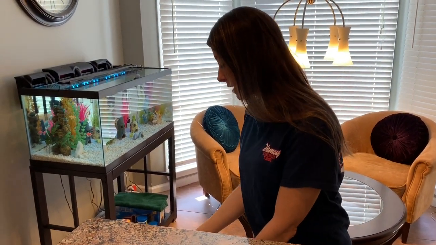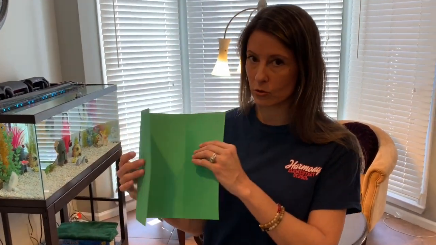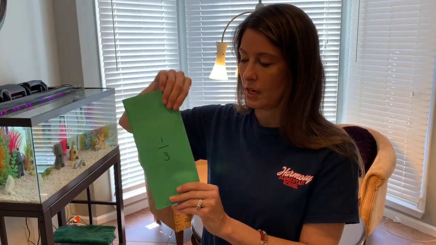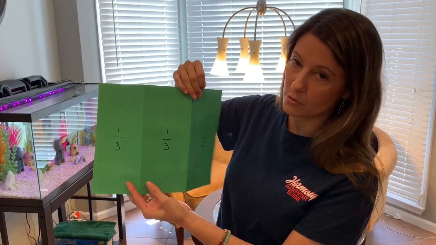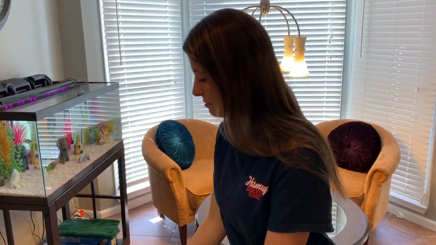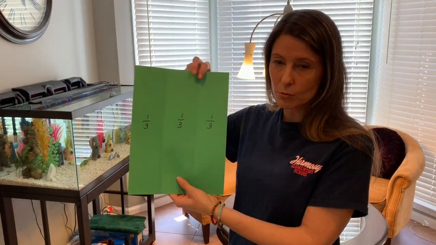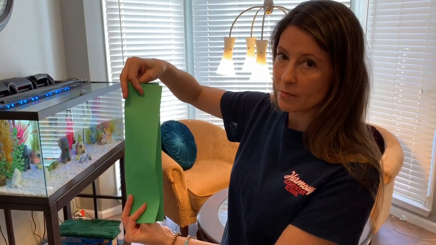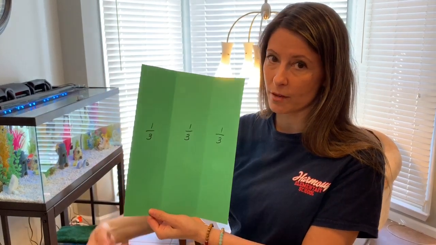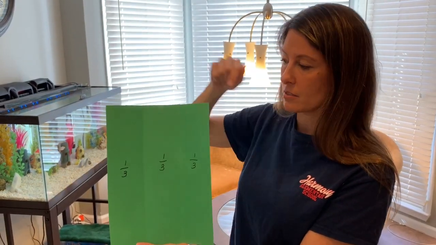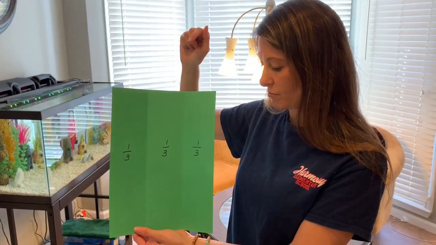Another way you can divide a rectangle is into thirds, just like the circle. And if you fold it this way, you end up with parts that look like that. And each of those pieces is a third. And you can also do it lengthwise, going down that way on the paper. And each of those is a third because they're the same size. So that's a third, and that's a third.